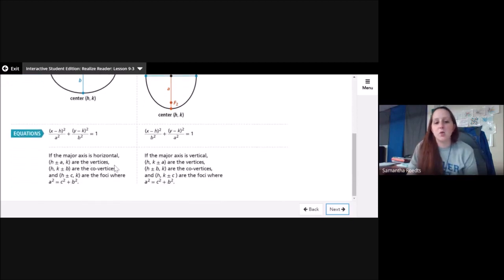If the major axis is horizontal, (h plus or minus a, k) are the vertices, and (h, k plus or minus b) are the co-vertices, and (h plus or minus c, k) are the foci, where a squared equals c squared plus b squared. If the major axis is vertical, (h, k plus or minus a) are the vertices, (h plus or minus b, k) are the co-vertices, and (h, k plus or minus c) are the foci, where a squared equals c squared plus b squared. And that is the end of Unit 9, Lesson 3.